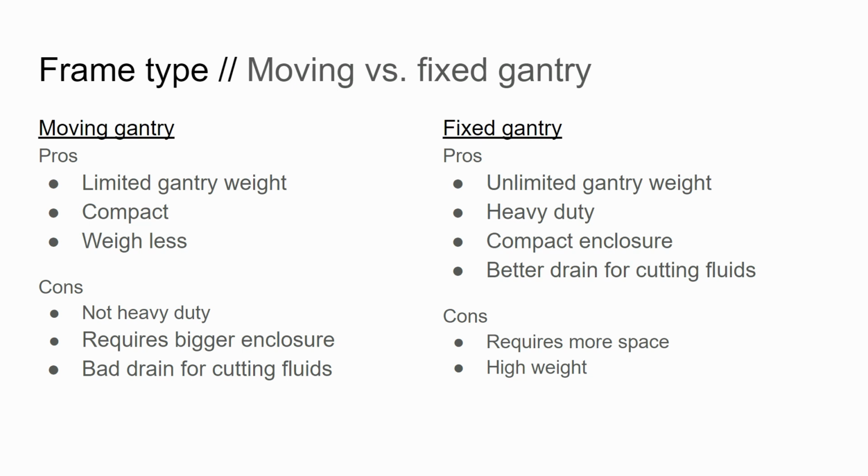A fixed gantry. The pros of a fixed gantry is that it has unlimited gantry weight, and that basically means that you can add as much weight as you like without constraining the motors on the machine, because the gantry is fixed, as the name implies. This also means that you can design a pretty heavy duty machine for cutting steel. Also, it can have a really compact enclosure and better drain for cutting fluids, which we will discuss in a minute. And the cons of a fixed gantry is that it requires more space and it weighs more.